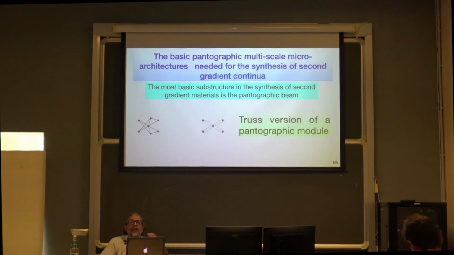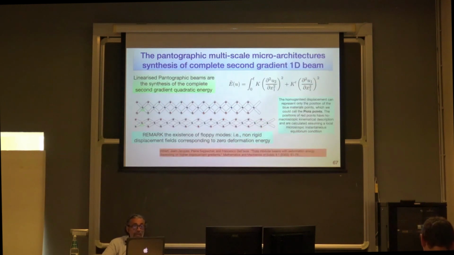Now, a purist told me that bending beams are too complicated. On the left, you see a truss version of the pantographic, just to show you that I know engineering. A king post structure does the job, okay?